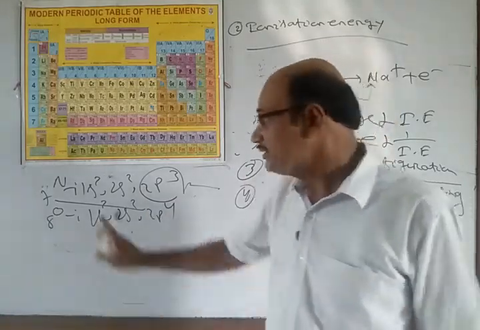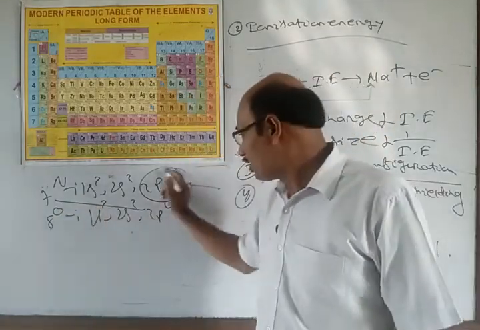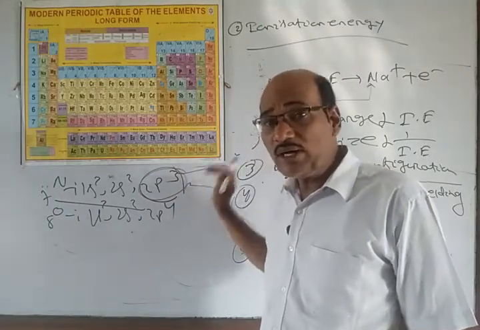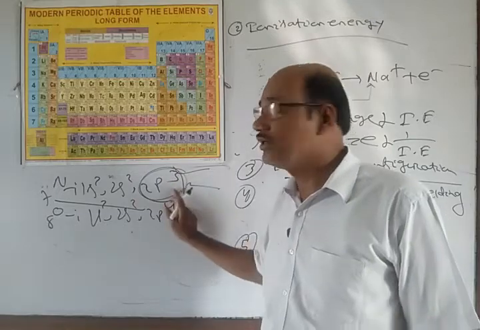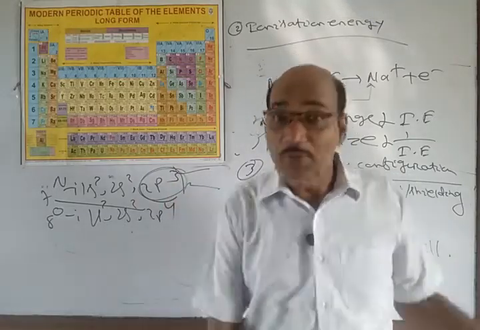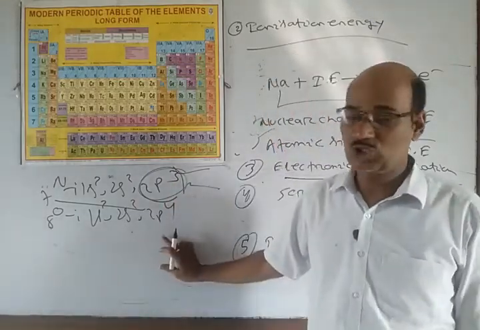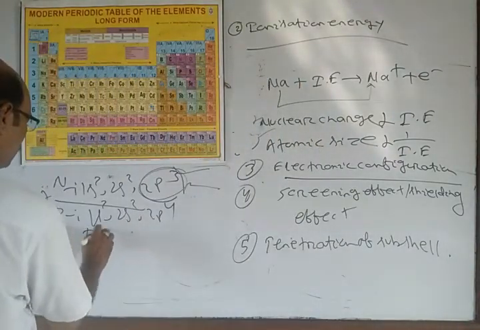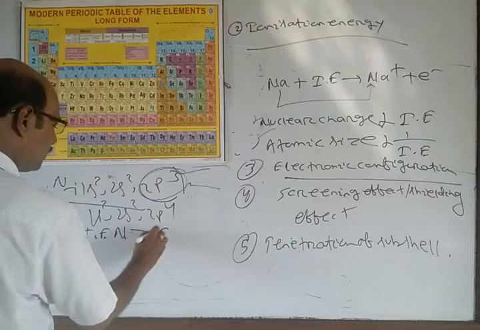So because in the nitrogen atom the orbital is half filled, it is stable. So if we want to remove the electron from this 2p, we need more energy as compared to oxygen. So what will happen? Ionization energy of nitrogen is more than what? Oxygen.